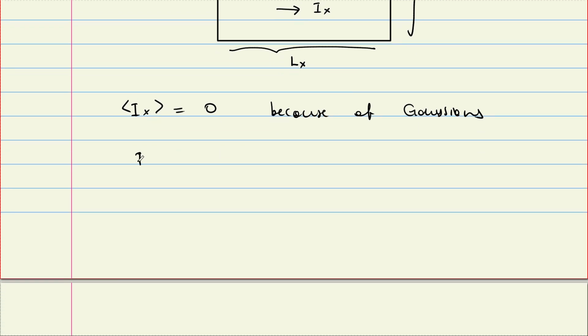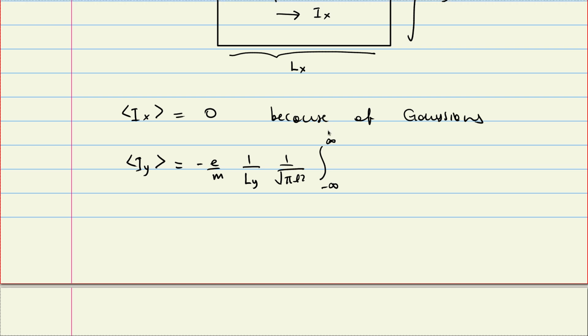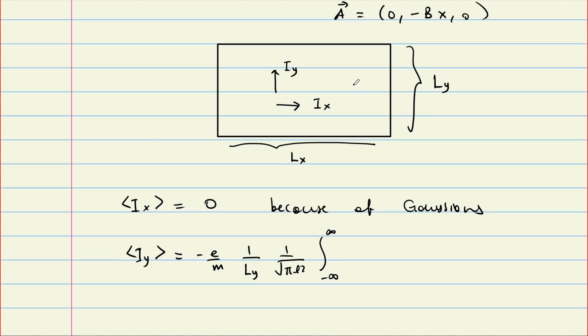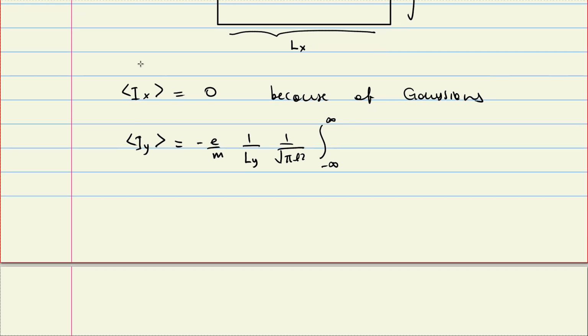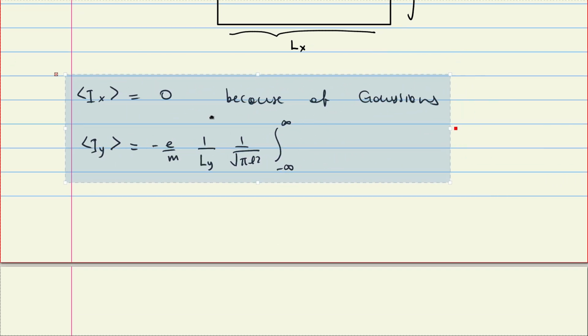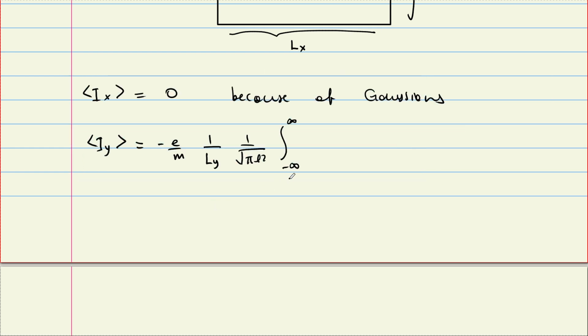So Iy is equal to minus e over m. This is the normalization, 1 over Ly, 1 over square root of pi L squared. So this is the integral from minus infinity to infinity. The sample is finite, but because of these strongly decaying Gaussians, I can extend the integration to infinity. Right? That's a standard procedure. So this is going to be dx.